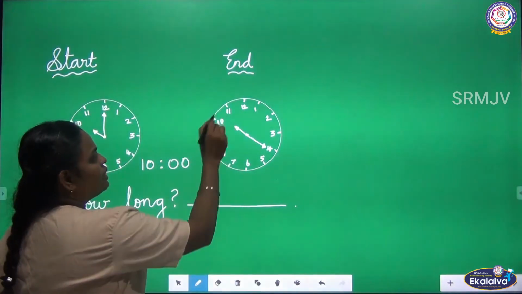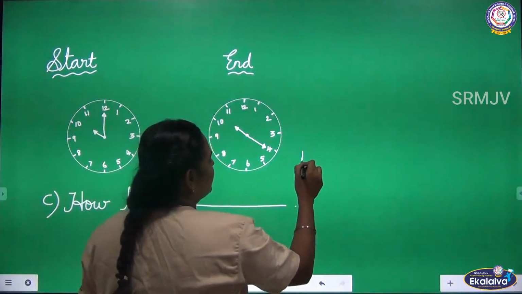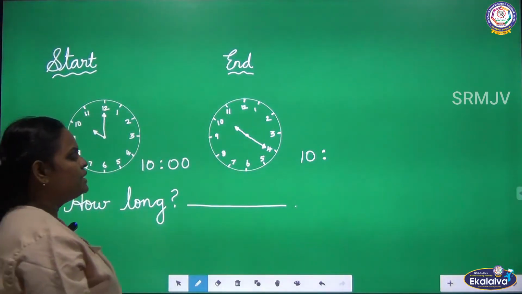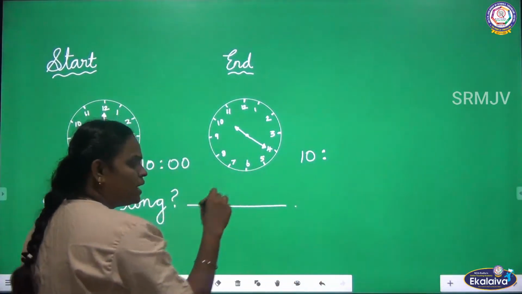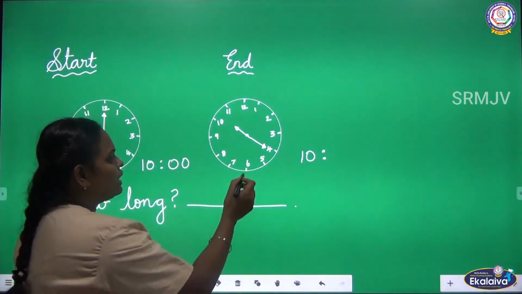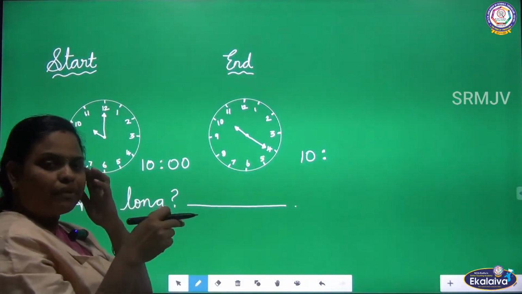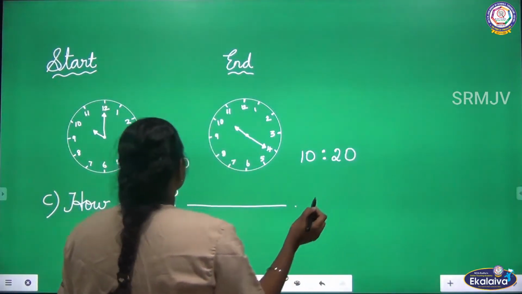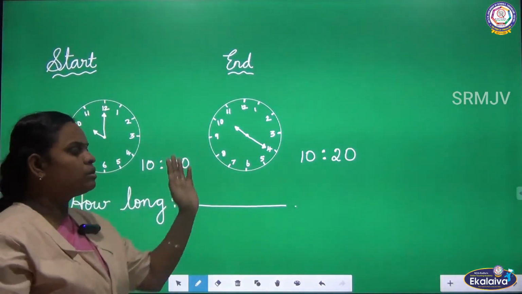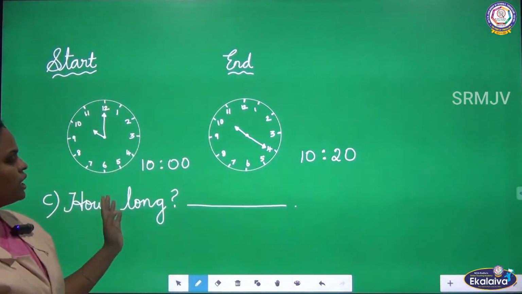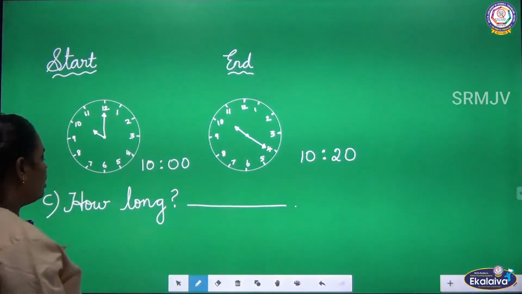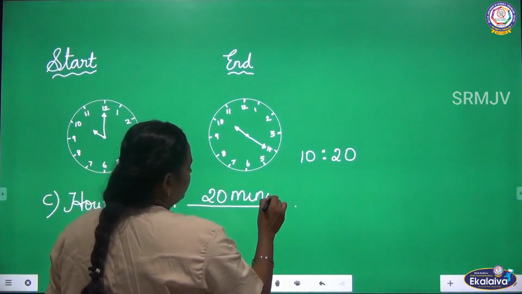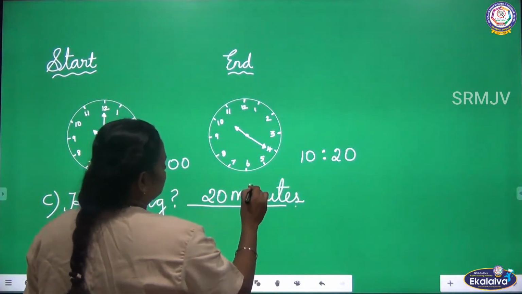Next here, where is the ending time? Where is the hour hand? Near 10. Then where is the minute hand? Minute hand near 4. So if it is near 4, what do you have to write? 10 4? No, you should not write like that. For the minute hand you have to use the 5 times table. So 4 fives are 20. So you can write 10:20. So tell me now how long? 10 o'clock to 10:20, how long children? 10 o'clock to 10:20 is how many minutes? 20 minutes. Okay, so you can write 20 minutes.